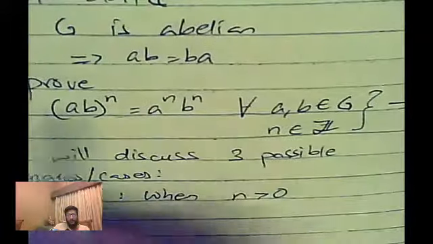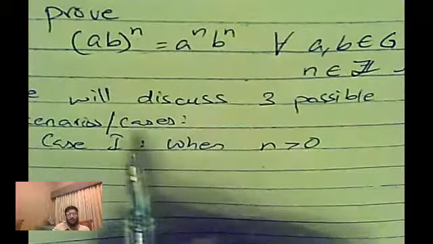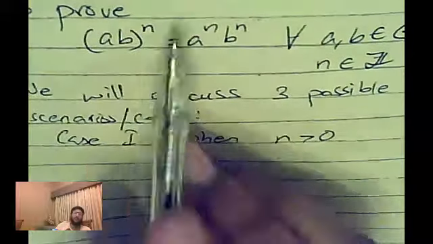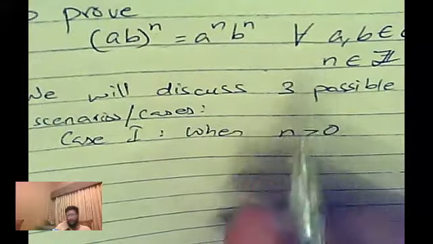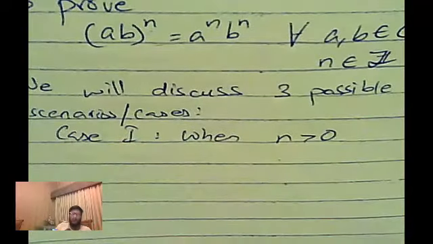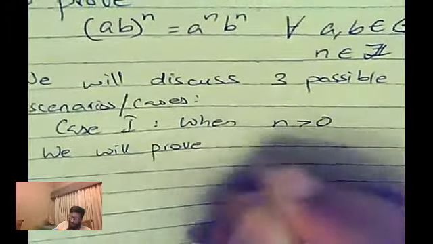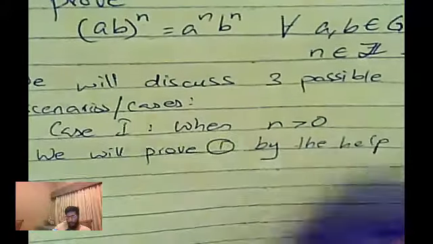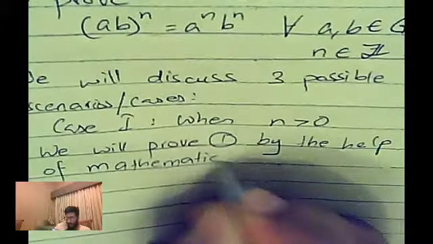Now for this scenario, this is a general case by the way, this could be 2, this could be 3. It usually comes in different questions in different sorts. Like n could be any number, but this is a general proof. Case 1, when n is greater than 0, we will prove 1 by the help of mathematical induction.